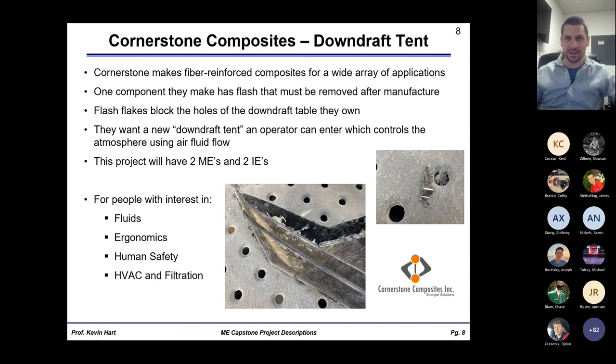So what they want to do is make a downdraft tent or a tented area that has a controlled environment. So we're actually going to have a cross-disciplinary project, two MEs and two IEs working together to design a solution for them that's a tented downdraft tent to control the environment so that if an operator goes in there and is getting rid of this flash on these sides of these composites, it just downdrafts into a filtration system of some kind.